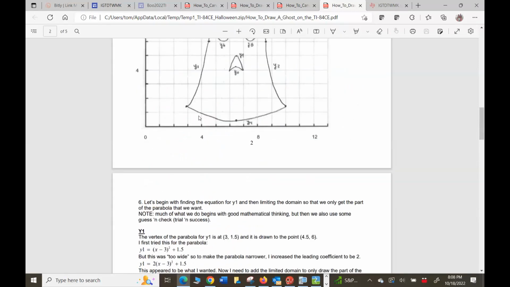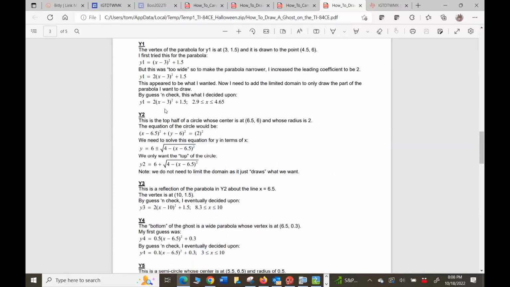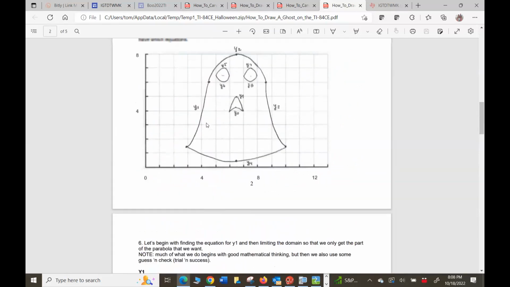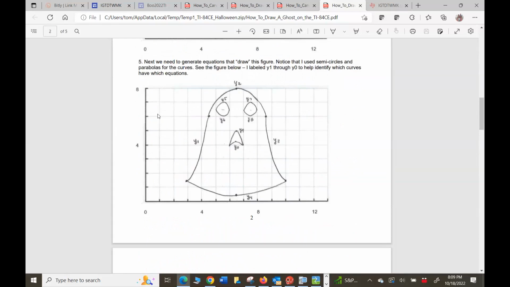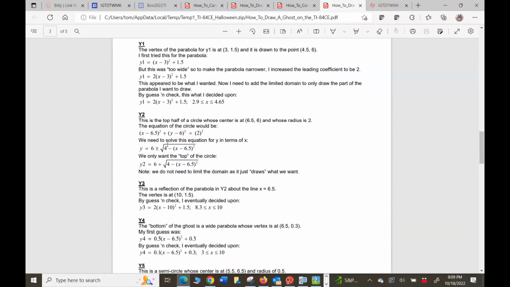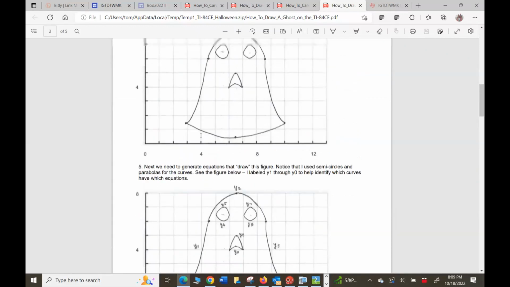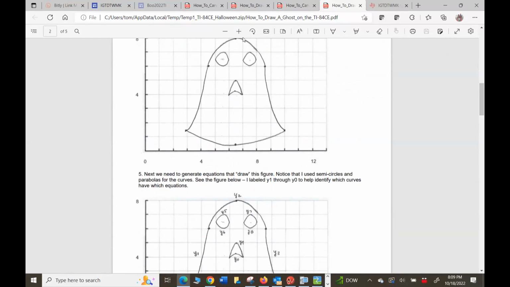So that was Y1, okay? And this would be what is typed into Y1 using the piecewise function. And I'm just using 1, okay, like a limited domain. Y2 would be the top half of a circle. And so I had the center at (6.5, 6), and the radius I wanted to be 2. And I got all of that from right here. Okay, here's the center right here.